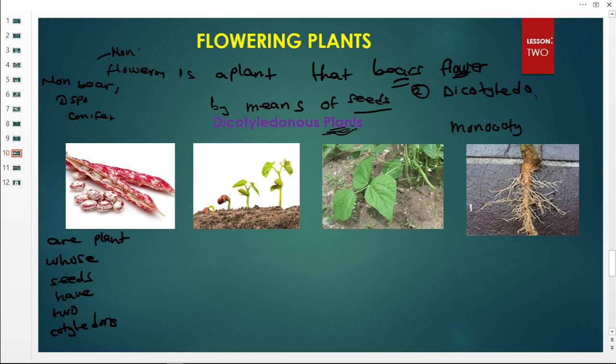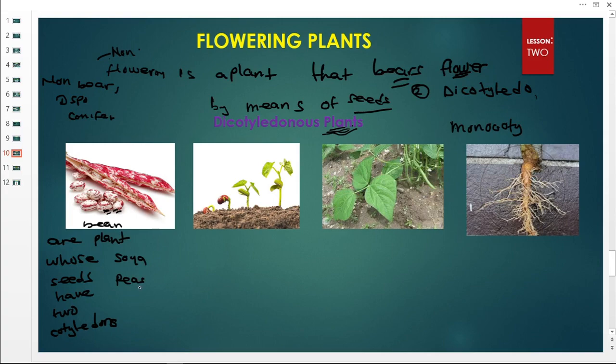Examples, we have the beans. What we are seeing here are the beans, and these are the bean seeds. These bean seeds have two cotyledons. Examples of these dicotyledonous plants apart from the bean plants, we have the soya plants or the soya bean plants. Then we can also have the peas or the pea plants.